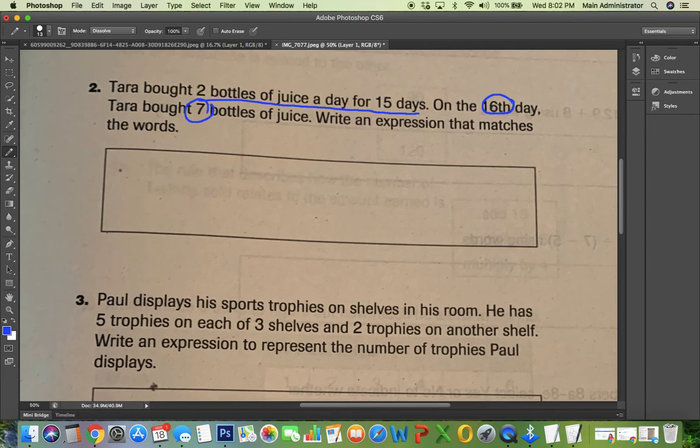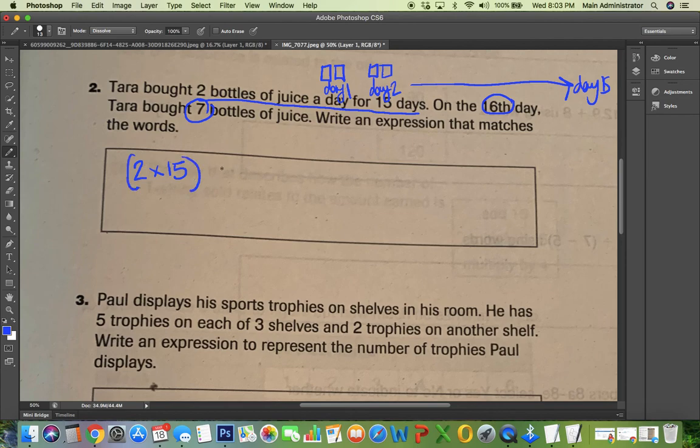All right. 2 bottles of juice a day. This is day 1. And day 2 would be 2 bottles of juice. And I would go all the way to day 15. So it looks like I'd be counting by 2s or multiplying by 2. So 2 bottles of juice each day for 15 days.